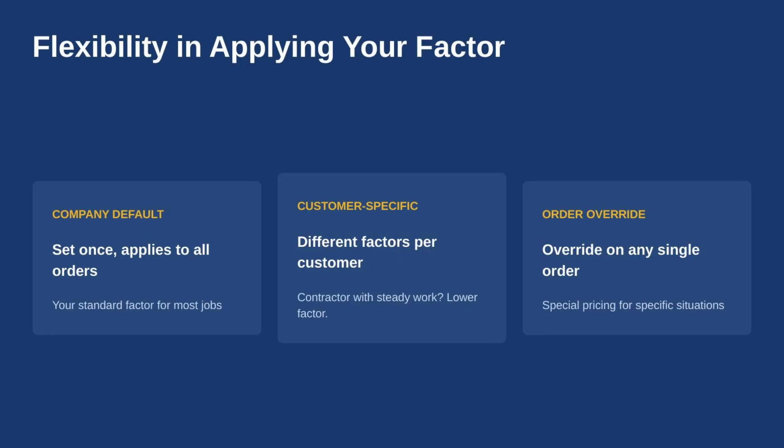Quickbid gives you flexibility in how you apply this factor. You set a company default that applies to orders by default, but you can also assign different factors to specific customers. Maybe a contractor who brings you steady work gets a lower factor, and you can override the factor on any individual order if needed.